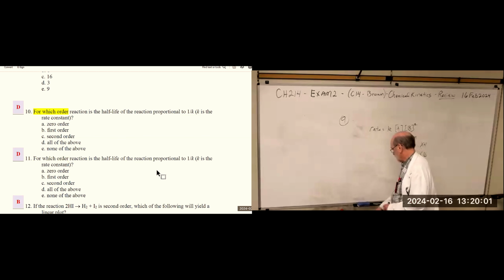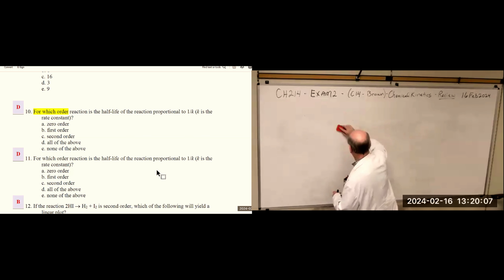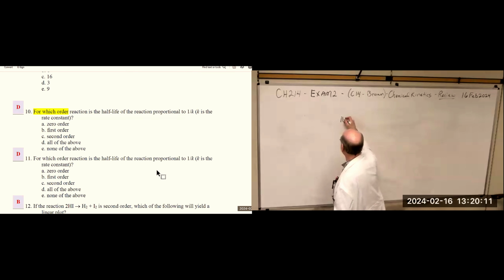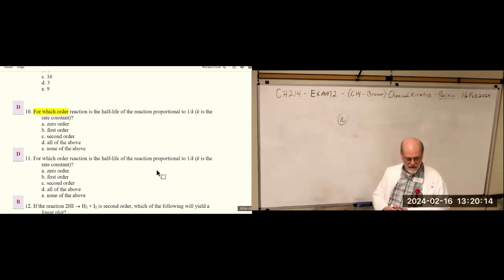Okay. Number 10. Use elbow grease. All right. For which order reaction is the half-life of the reaction proportional to 1 over k?